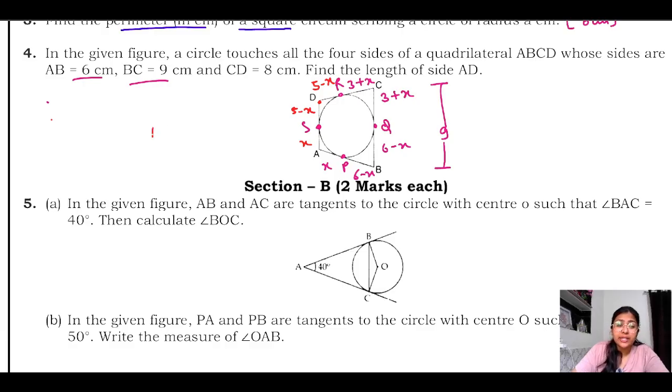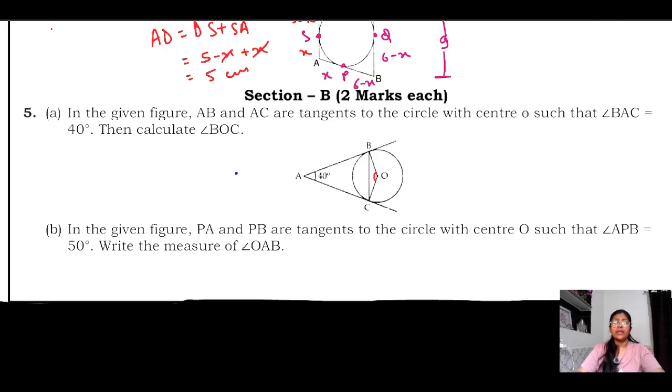The total length AD is the sum of DS and SA. The length DS is 5 minus x and SA is x. So the length AD is 5 centimeter. Either you can use this method, that the lengths of tangents drawn from an external point are equal, or you can use the concept that the sum of the opposite sides of a quadrilateral circumscribing a circle are equal. Since this is a 1 mark question, you can use the direct concept, or if you are not able to, you can use this concept.